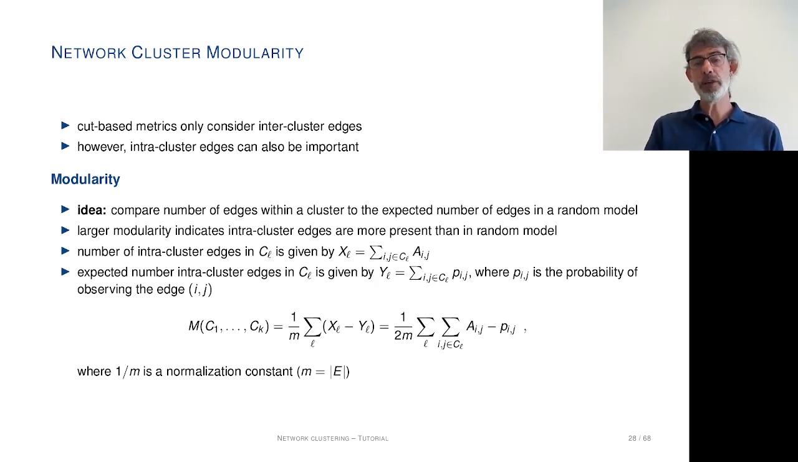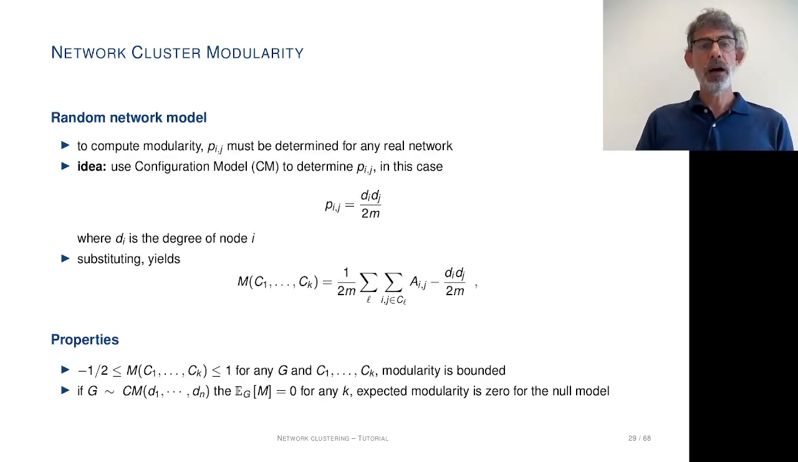Note that if my community XL, if in a community L, XL is larger than YL, then this is good because I found a community where there are many more edges than what you would expect from the random model. All right. Now, to compute this Pij, the probability of an edge between two nodes, we have to do this for any real network if we want to compute the modularity.